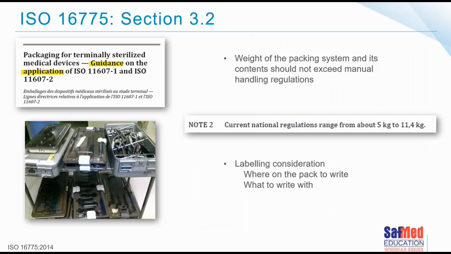The weight of the packaging system and its contents should not exceed manual handling regulations, and the current national regulations range from 5 to 11.4 kilograms. That's just handling aspects. That's not around the other guidelines of managing that huge mass of metal in your load.